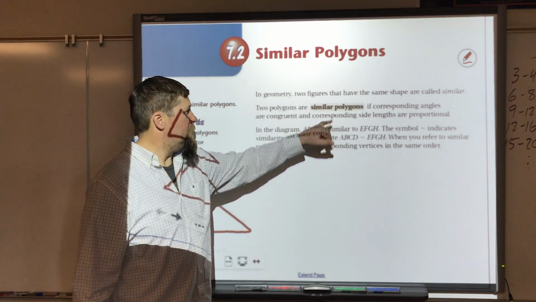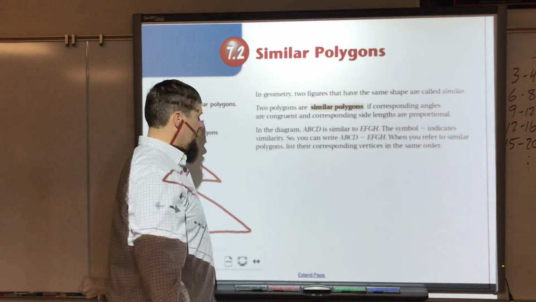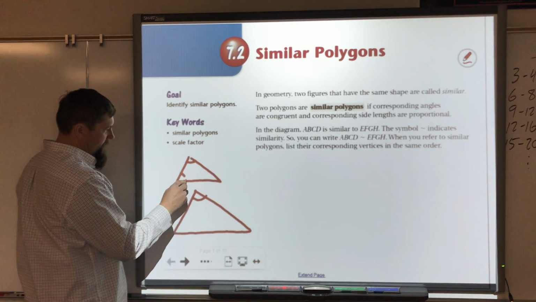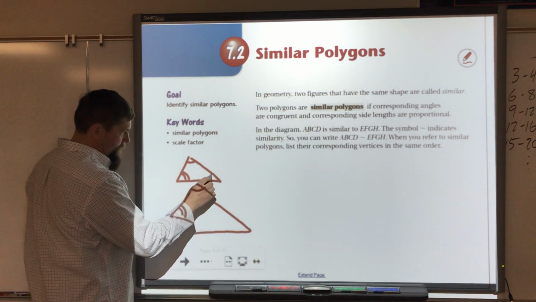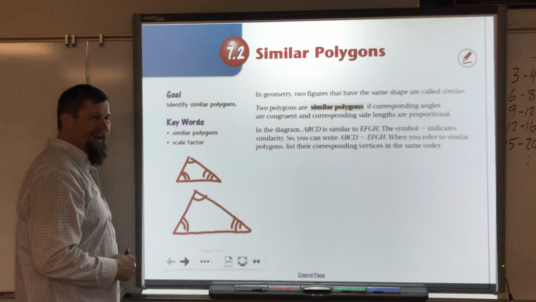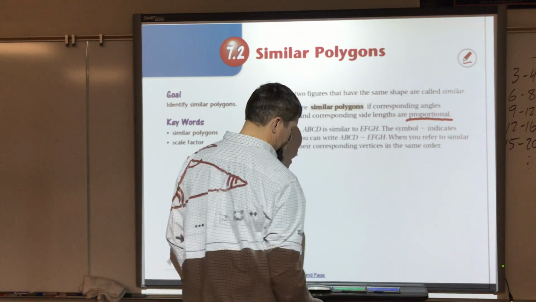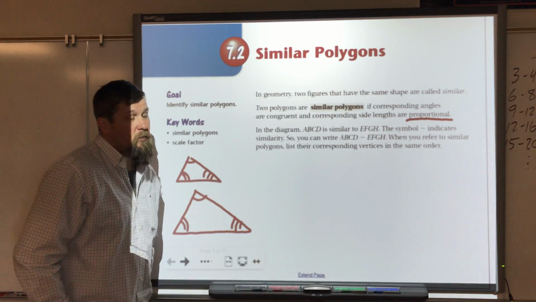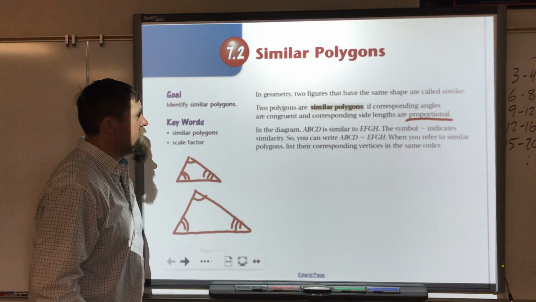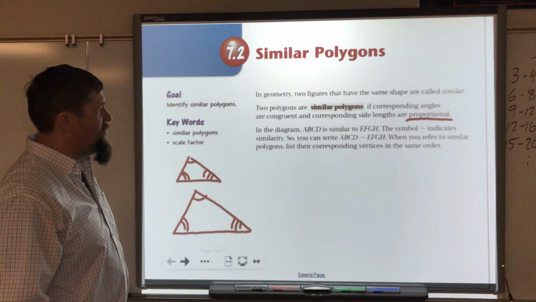Two polygons are similar polygons if corresponding angles are congruent. So all the angles that are corresponding are the same. All the corresponding angles are the same, but the sides are proportional. And this is the big thing in this section, knowing how to see if sides are proportional. In the diagram, ABCD is similar to EFGH.